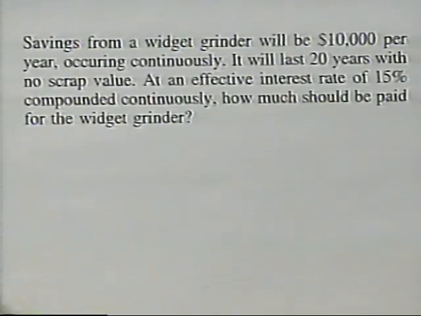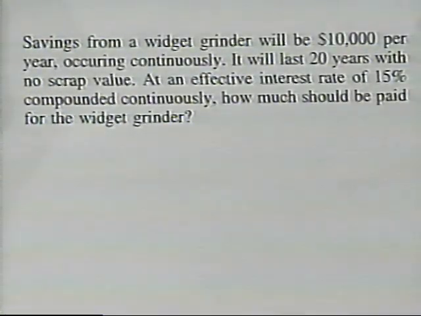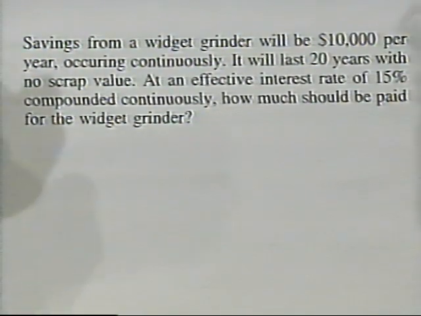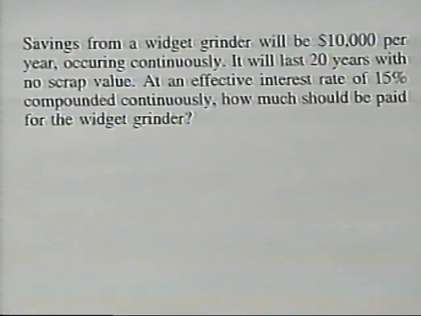Here's a problem, for example. We have a widget grinder that's going to be saving us money. It's going to be saving us $10,000 per year, occurring continuously. And the idea here is that if you have a piece of production equipment on the plant floor that's saving money, unlike a bank account that pays interest at the end of a period, that savings occurs right away. It occurs continuously. It occurs every time that the piece of equipment does its activity.